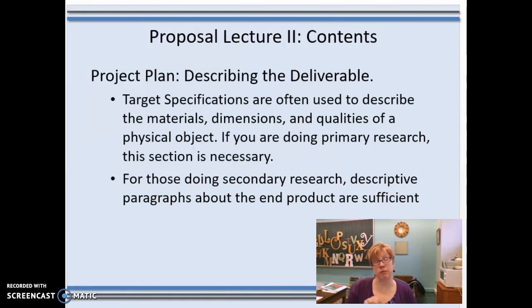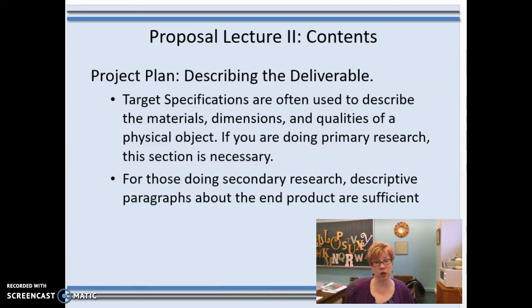Okay, target specifications. I mentioned that I would talk about this earlier. Remember, objectives are tasks. Build prototype, test prototype, those sorts of things. Target specifications are the physical attributes, the materials, the dimensions, the qualities, the abilities of whatever it is you are creating. Okay? For those doing secondary research, you're doing descriptions about the end product. So you're going to say that you're going to reference so many outside sources in industry and so many academic ones, that the paper itself will be approximately this long.